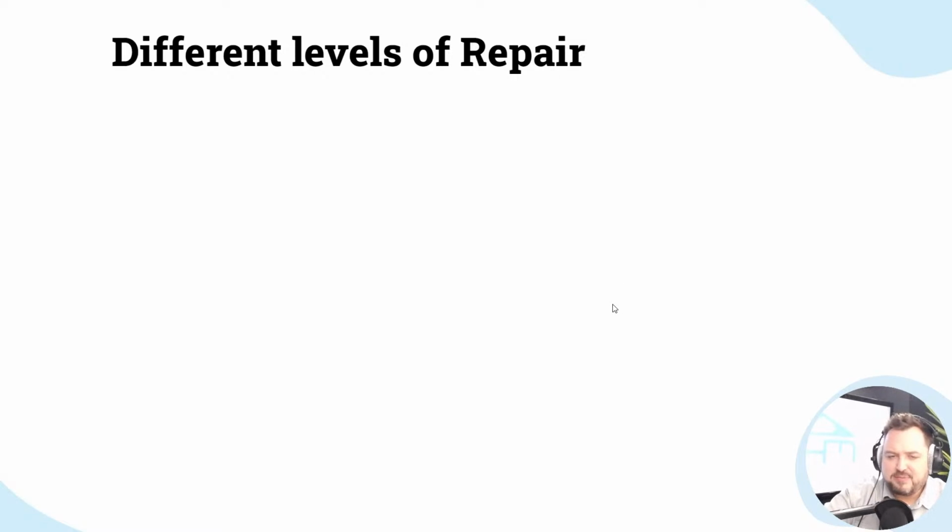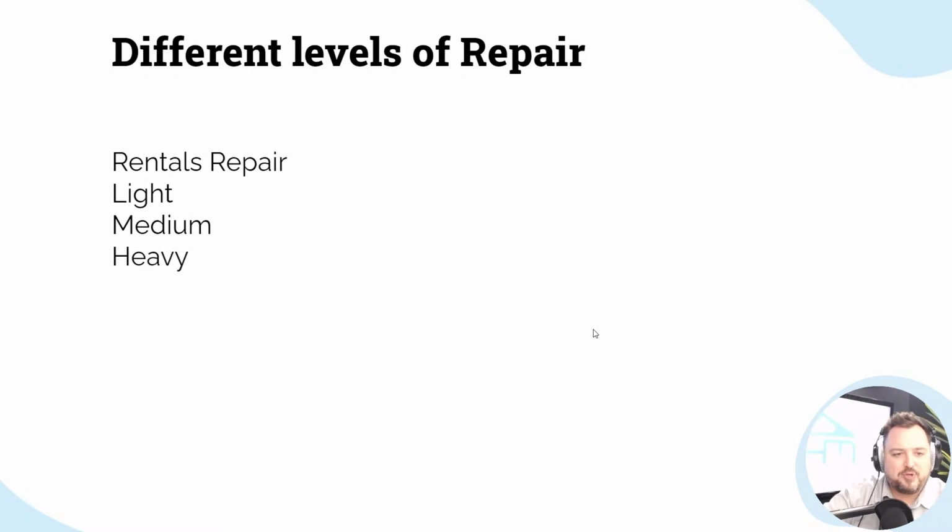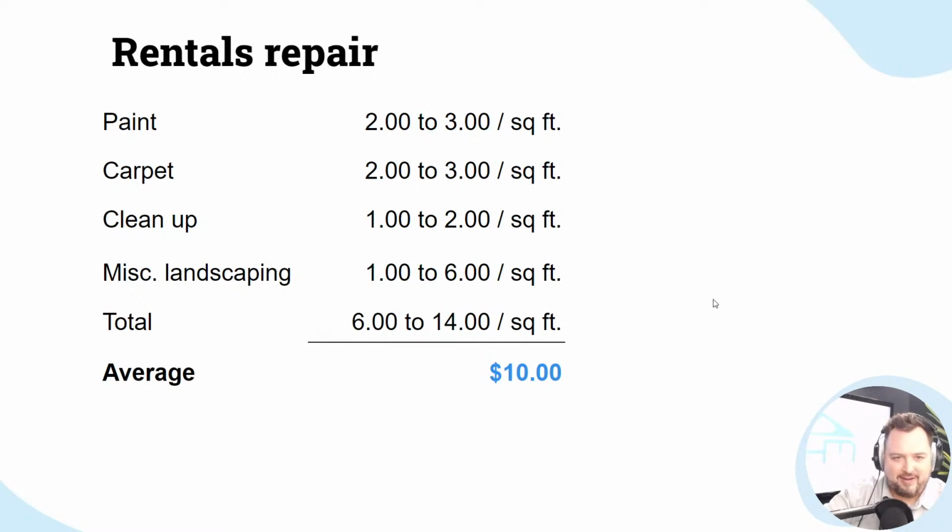So let's talk about some different qualities of rehabs. First off, you've got your rental rehab, right? So this is very light. And then you've got your light rehab, your medium rehab, and your heavy rehab. So rental rehab is what's the minimum I can do in order to have this property rent. A light rehab is basically saying, hey, we're going to do more than a rental repair, but we're not going to go crazy. A medium or a builder's grade rehab, and then we get to a heavy rehab where it's like we're going to redo everything.